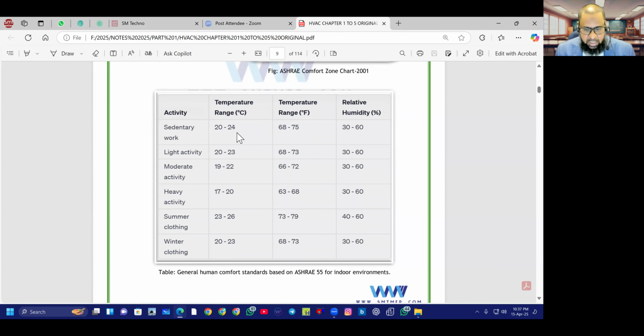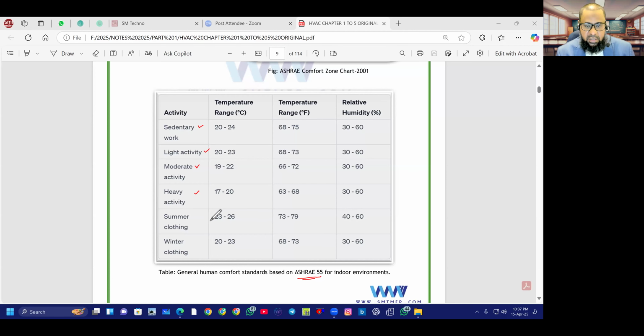Next, you see the table again is taken from ASHRAE Standard 55. Try to understand this. You see sedentary work, light activity, moderate activity, heavy activity. For example, if you are working in an office, you can consider it as light activity. Not in all offices. Suppose sitting and working in an office, we can consider it light activity. Or in a classroom, just sitting and listening to the lecture, we can consider light activity. If you're doing some work, we can go for moderate activity or heavy, etc.